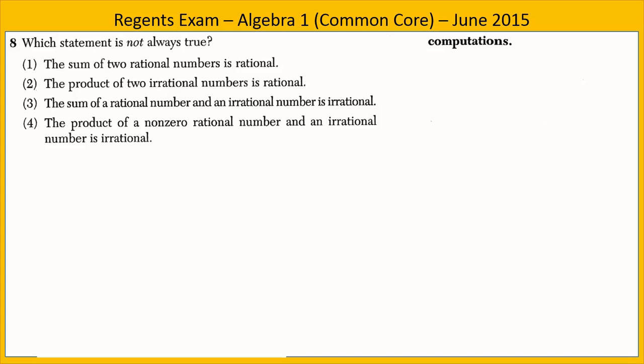In exercise 8, we want to know which statement is not always true. If we think about what we know about rational and irrational numbers, we probably determined that choice 2, the product of two irrational numbers is rational, is not always true. Sometimes it is, sometimes it's not.